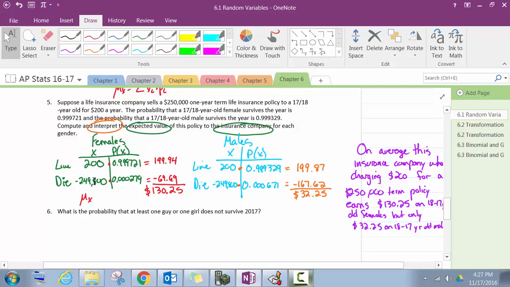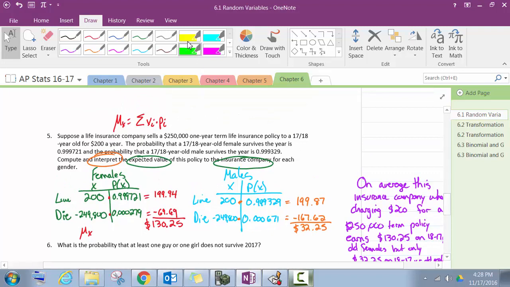Now, if you die, unfortunately, you've already paid the $200, but the company has to pay out $250,000 on top of that. So negative $250,000 plus the $200 you already paid, the company pays out negative $249,800 times the probability that you die, which is 1 minus the probability that you live. These have to add up to 1. It's a probability distribution. And we multiply across again. And then we add down. That is this formula. That tells us that we multiply the x value times the probability to get the expected value.